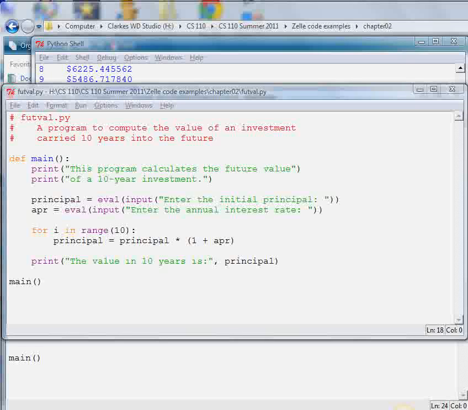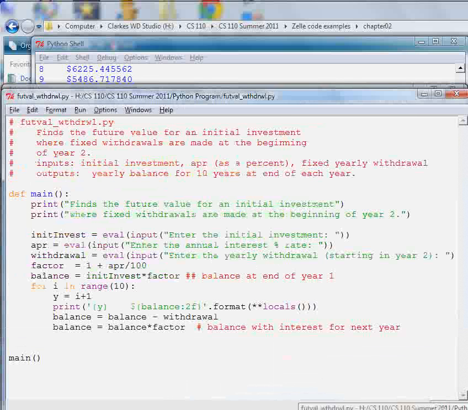Okay, so we are going to run through a future withdrawal program that does what this description shows. It says it finds the future value of an initial investment where fixed withdrawals are made at the beginning of year 2. And the inputs are the initial investment, the APR, and this time we're going to do it as a percent, and the fixed yearly withdrawal, which starts at the beginning of year 2. And the outputs are going to be the yearly balance for 10 years at the end of each year.